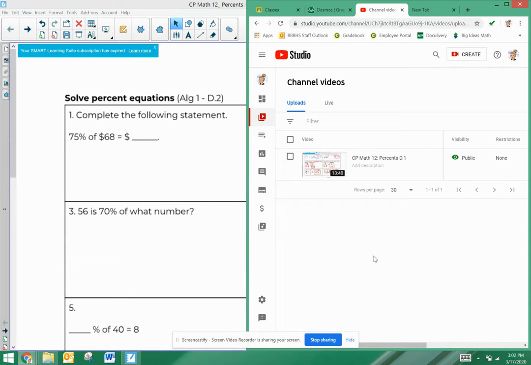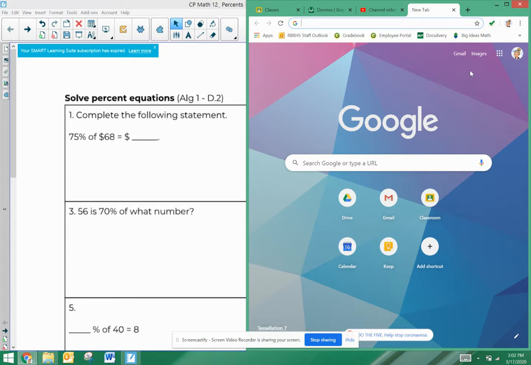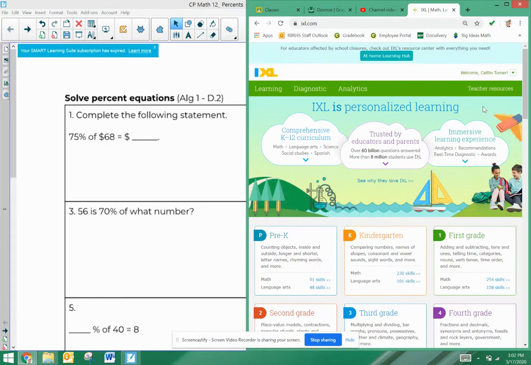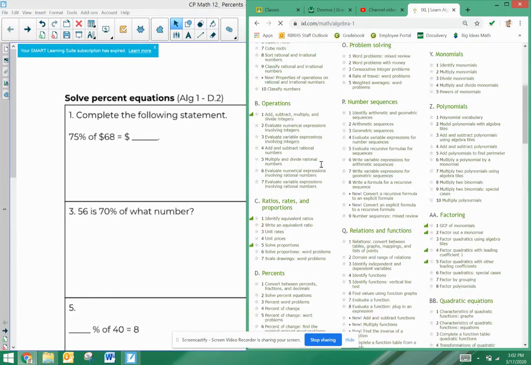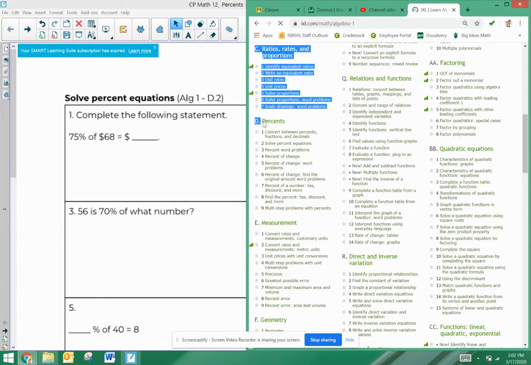Last time we did percents, and that was IXL D1. I'll just show you where that is on IXL. So this is in Algebra 1, so that's the ninth grade. And then it's D for percent. So we're going to end up doing all of these.